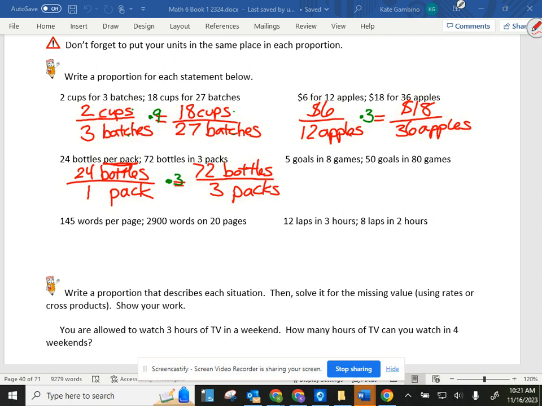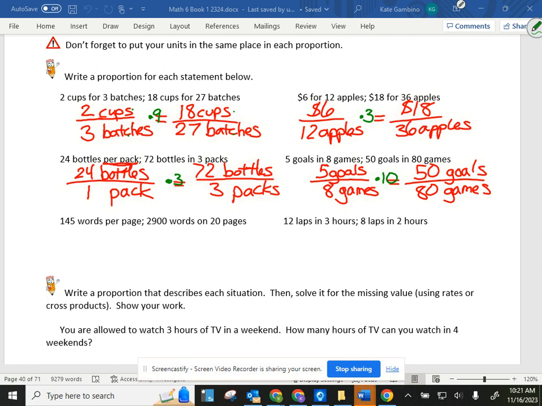5 goals in 8 games, 50 goals in 80 games. What does that proportion look like? Connor? 5 over 8. Oh, careful. 5 what? 5 goals. We have to put our labels in. 5 goals over 8 games equals 50 goals in 80 games. How do we know that this is a proportion? Ava? Multiply it by 10. We're multiplying both the top and the bottom by 10.